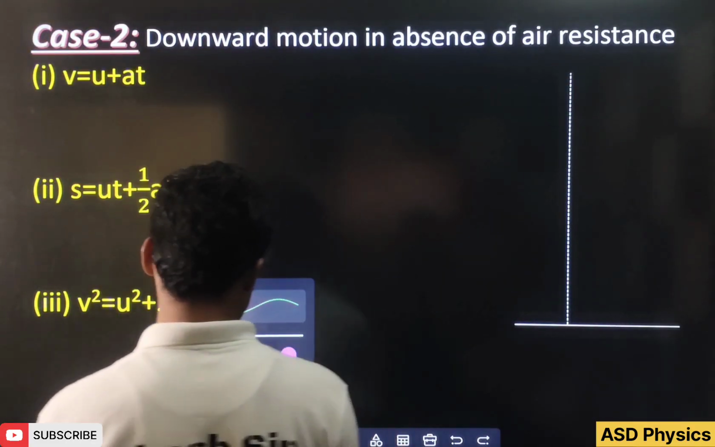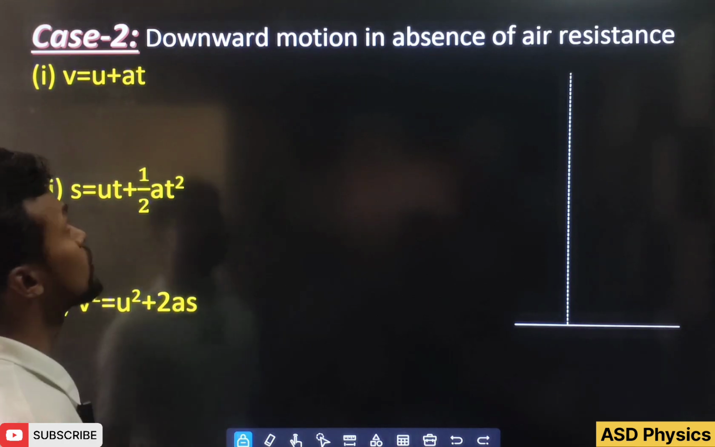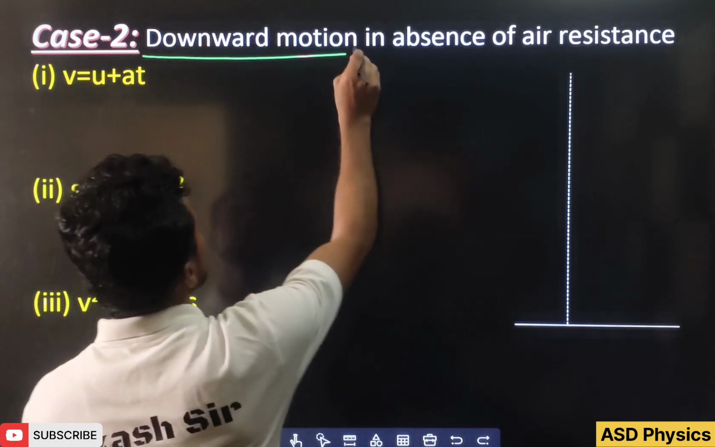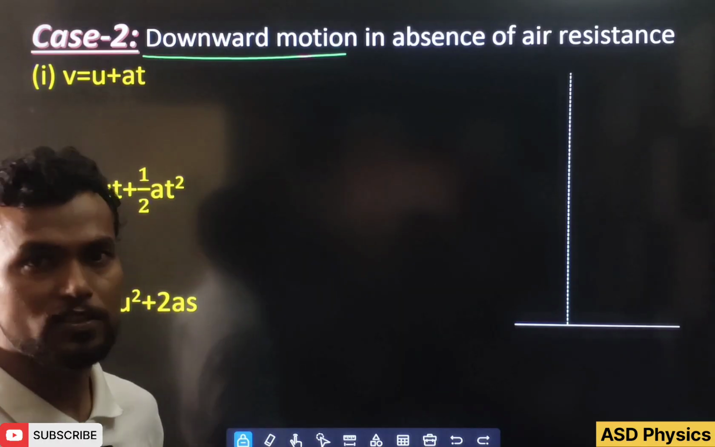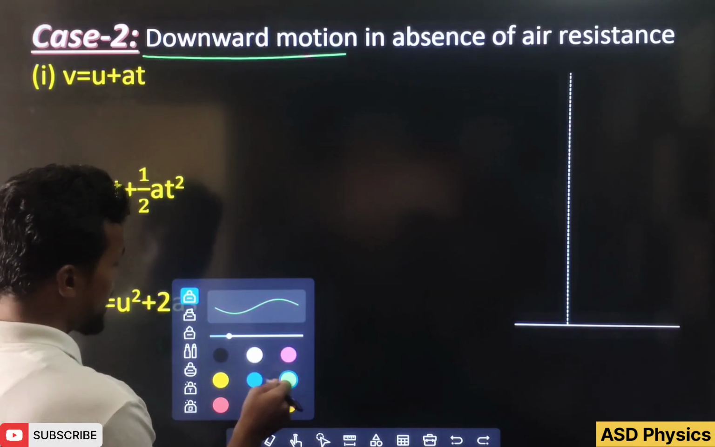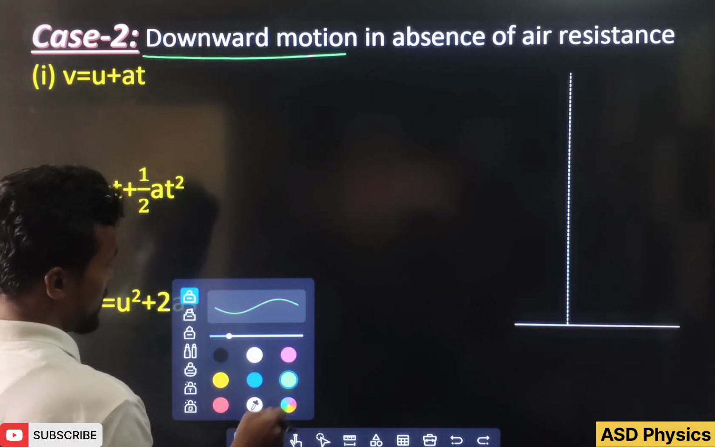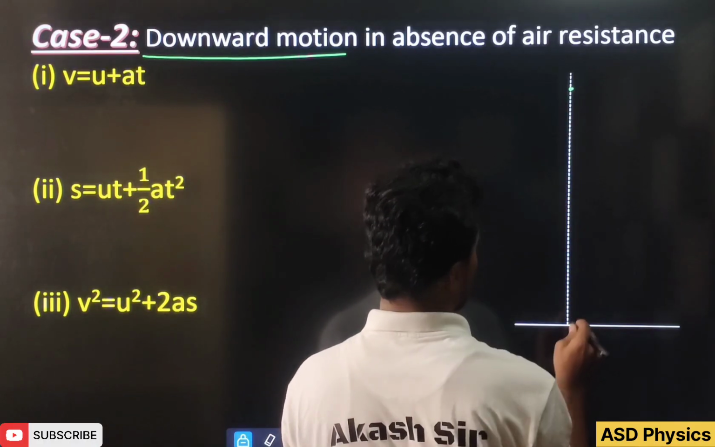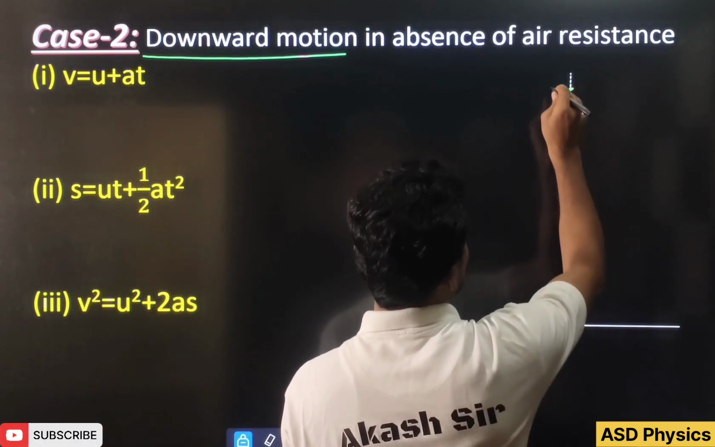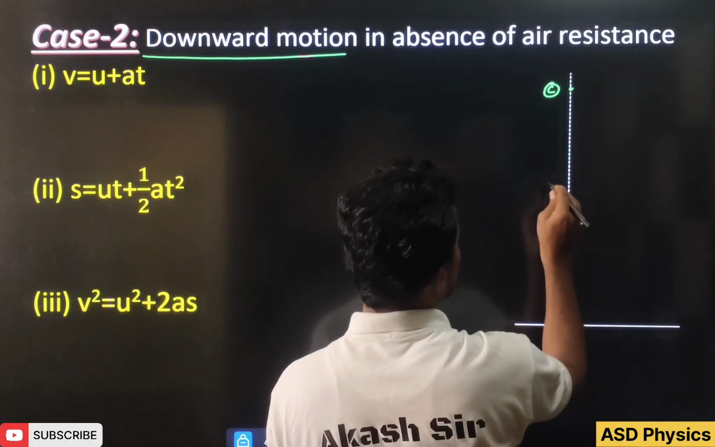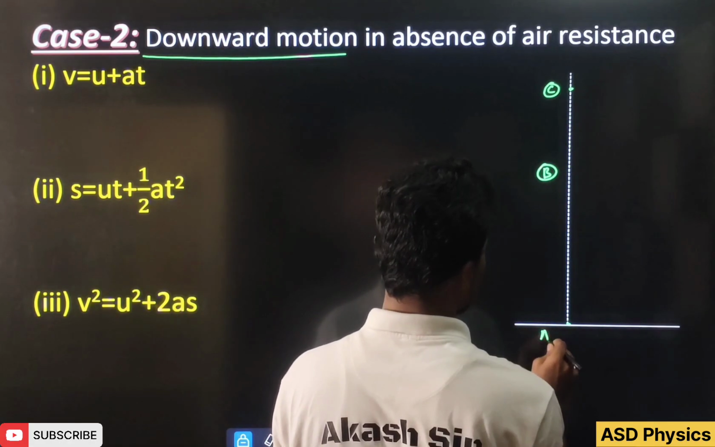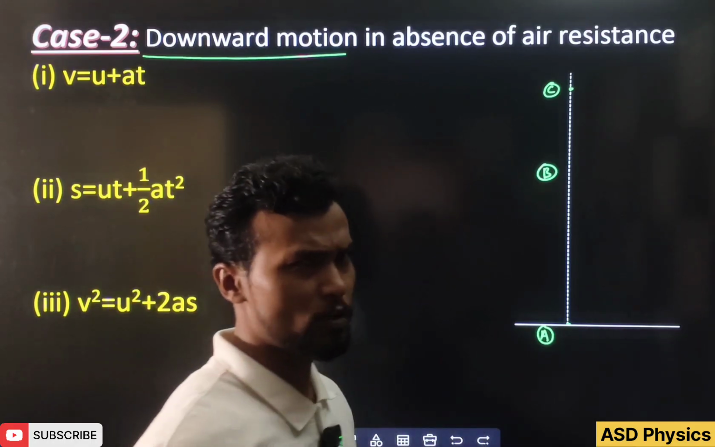Now after that, case 2 is coming, and in case 2, what are we going to see? Downward motion. You can see very well, the downward motion in absence of air. Let's take for example, again I am going to take some points here in a symmetrical way so that there should not be confusion. Here I have taken point C, here point B, and here point A.